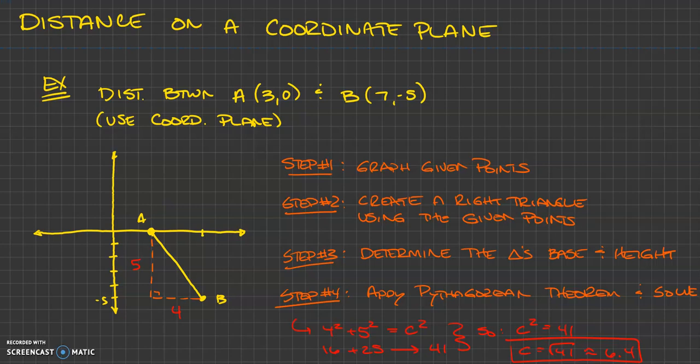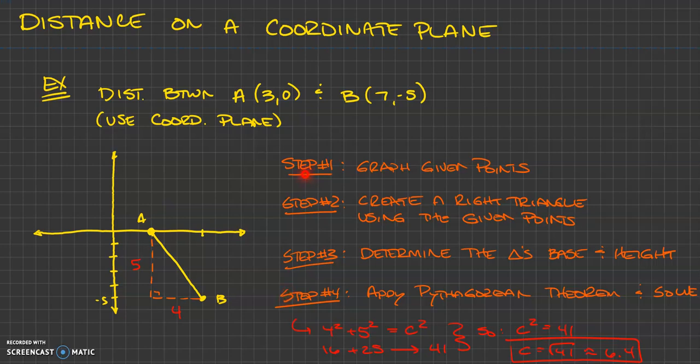We want to find the distance between point A, which is located at 3 in the x and 0 in the y, and point B, which is located at 7 on the x-axis and -5. That's the coordinate locations of A and B. And we want to use the coordinate plane. And so what I've attempted to do is break this down into several steps, 4 steps to be exact.